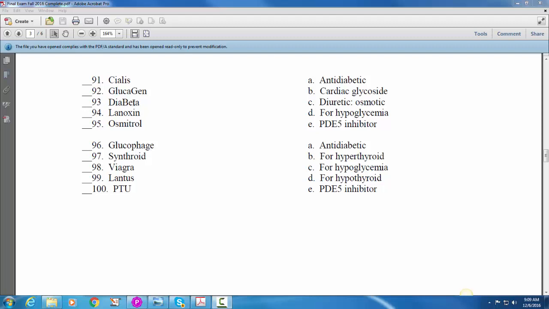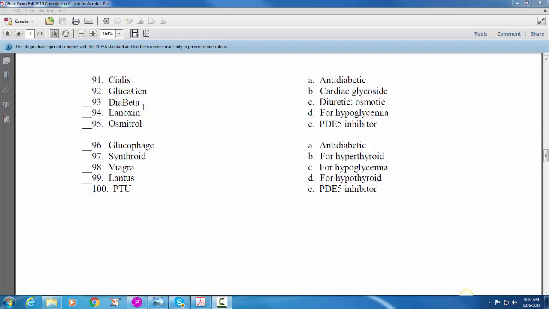Diabeta is for diabetes, and that's where the DIA comes from, and then the beta for beta cells. But this is for hyperglycemia, to reduce blood glucose, so that would be an anti-diabetic, A. Lanoxin is a cardiac glycoside. It's a positive inotrope, but that would be here, B. And then Osmitrol is a diuretic, and then knowing which kind of diuretic, which of the four, is it osmotic, loop, thiazide, or potassium sparing. And there's only one choice here.